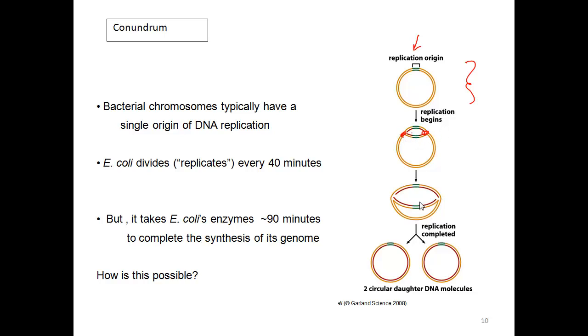And we know very, very accurately the speed at which it can replicate. And we can tell you that it takes 90 minutes to complete the synthesis of 2 strands of DNA to create 2 new double-stranded copies of the genome for 2 daughter cells. However, and here's the problem, E. coli replicates every 40 minutes. How can this be? How can cells divide every 40 minutes when it takes 90 minutes to copy the genome? Think about that for in-class discussion.